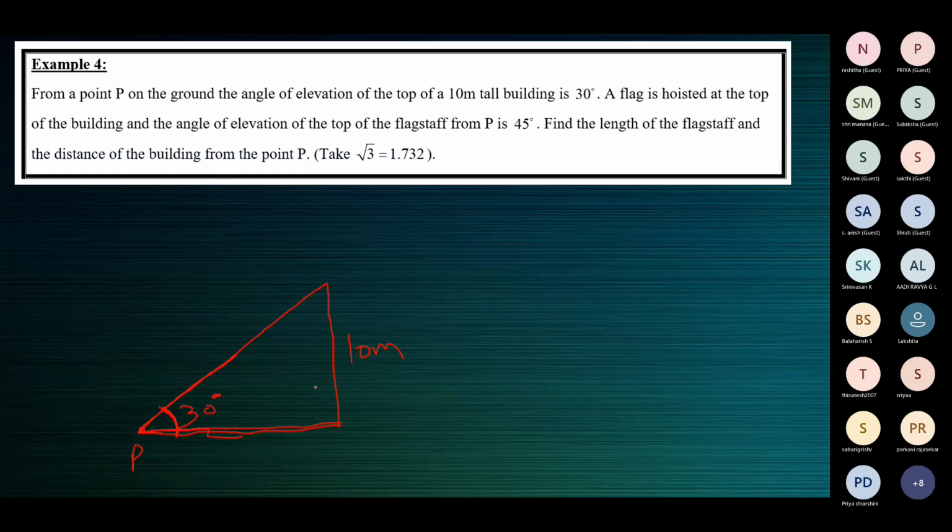A flag is hoisted. So is this understood? A 10-meter tall building. This is the top of the building. This is the ground level, also the horizontal line, because we do not know the height of the observer. From this point P, the person looks at the top of the building. So connect P and the top of the building. That's the line of sight. Angle of elevation, 30 degrees.